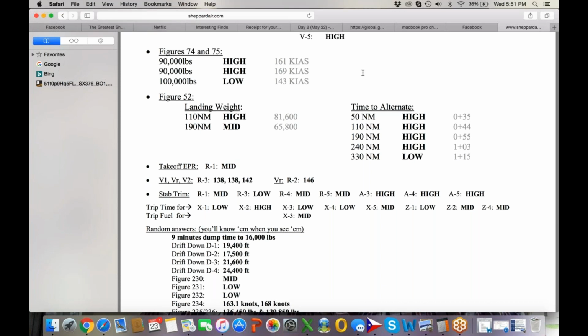So for time to alternate, if it's asking for a time to alternate and the distances it's listing are 50 nautical miles, 110 nautical miles, those are the values you're choosing. To help me memorize this time to alternate section, I would know that all the answers except for when it asks me the 330 nautical miles are going to be high. When it asks me the 330 nautical miles, it's going to be the lowest. Okay.